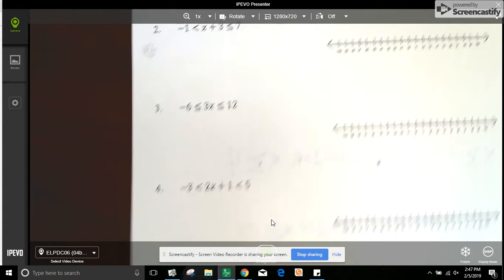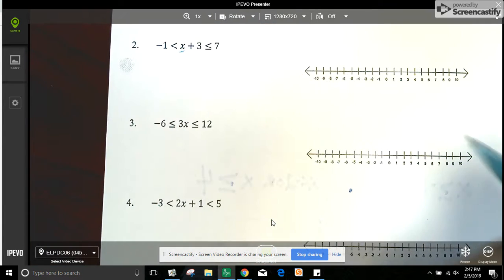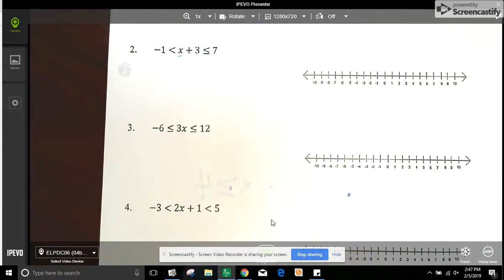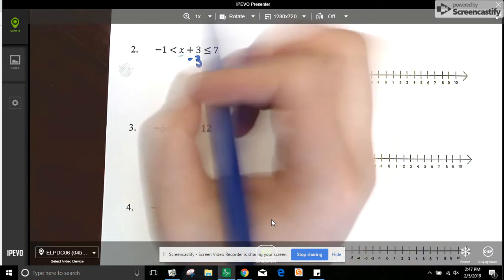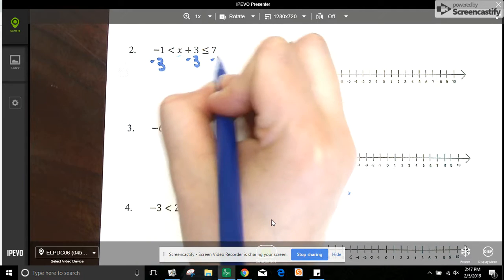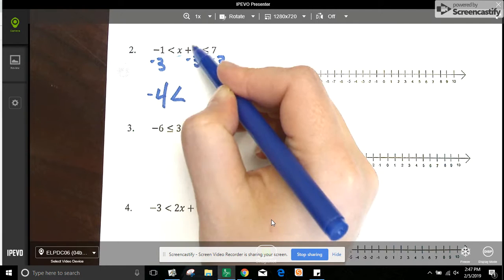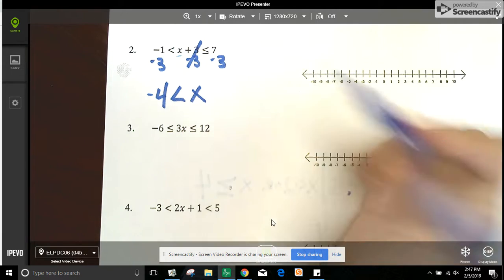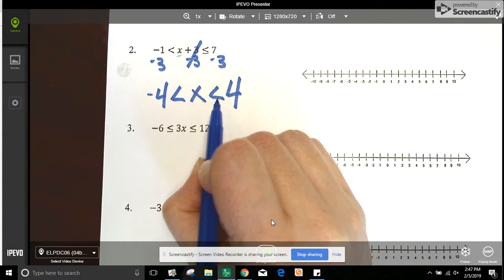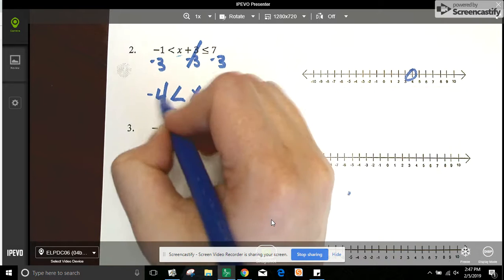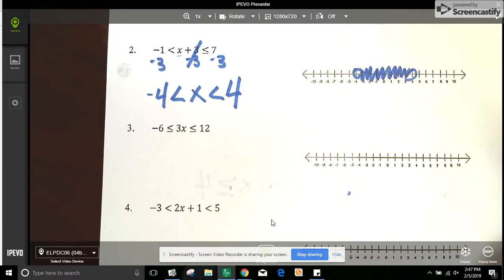So let's try the second one on the back. I have to get this x in the middle alone. The opposite of +3 would be -3. Whatever I do to the middle, I have to do to the left and to the right. -1 minus 3 is -4. Plus 3 minus 3 is nothing. 7 minus 3 is 4. This is an open circle at 4, open circle at -4, and then the x is sandwiched in the middle, so my shading's in the middle.